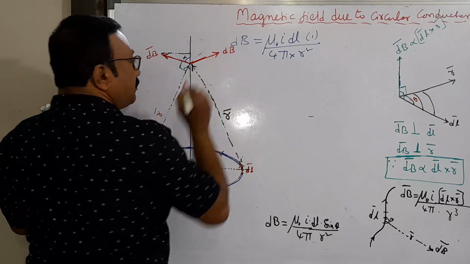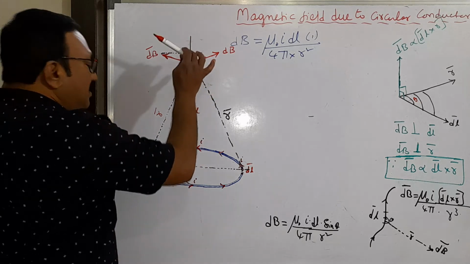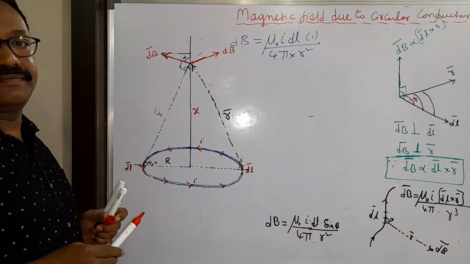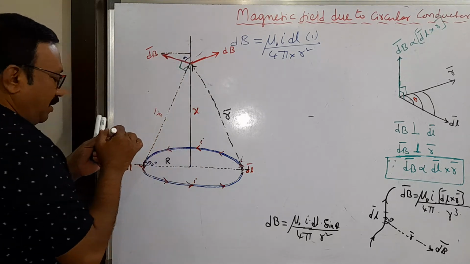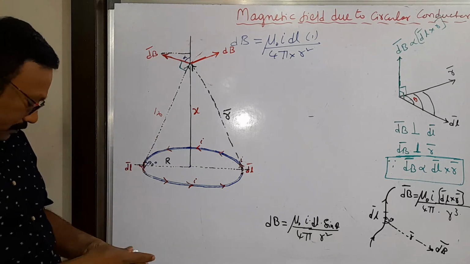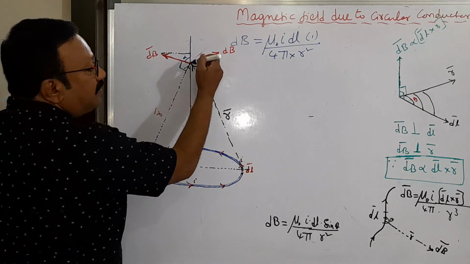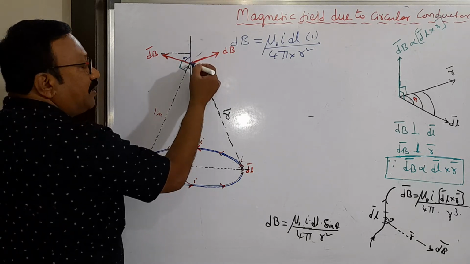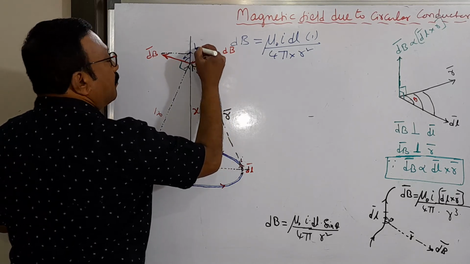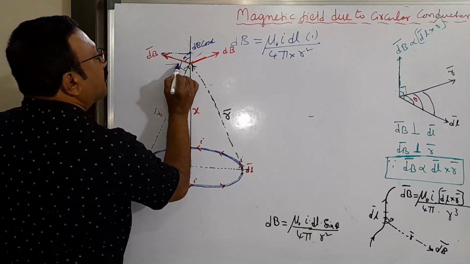This is another dB. This dB is due to this element in which the current is going inward. This dB is a magnetic field due to this current element in which the current is coming outward. Let this angle be alpha. So I can resolve this dB now. This is dB cos alpha here, and dB sin alpha will be here.